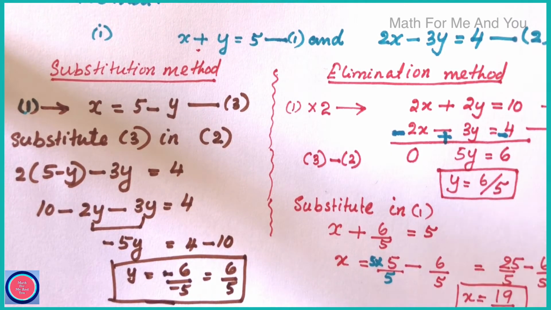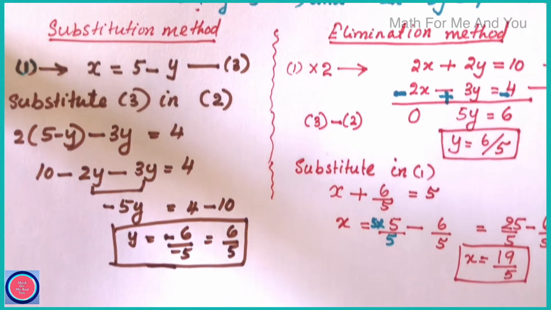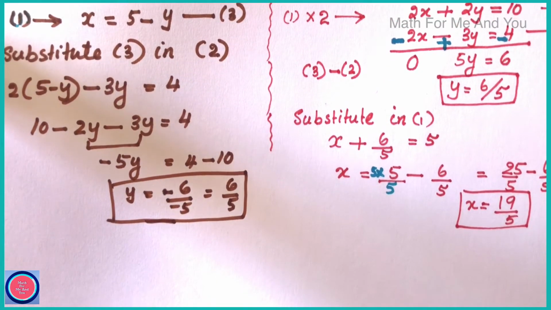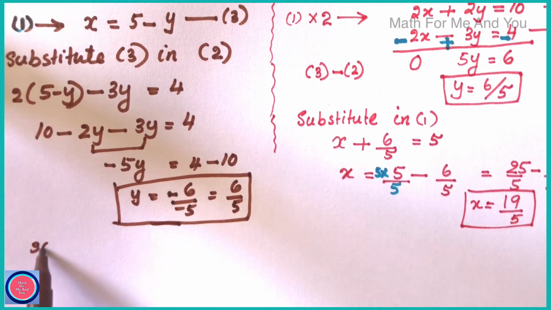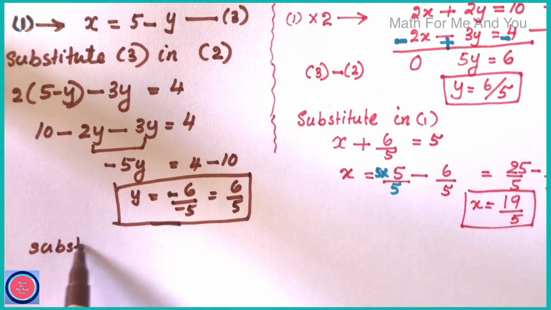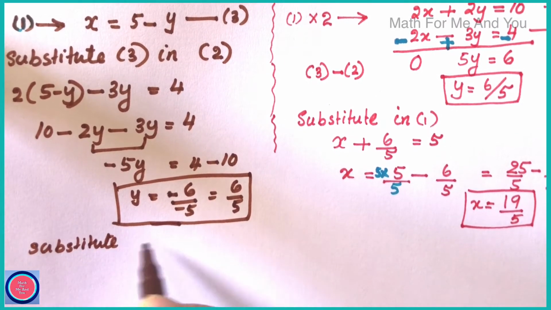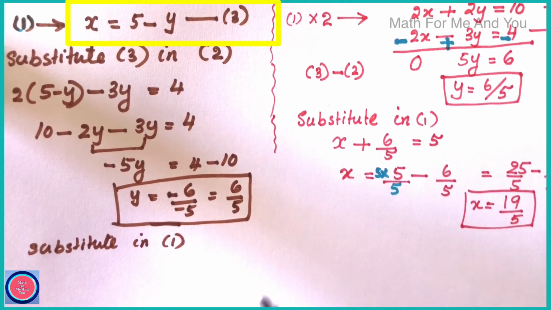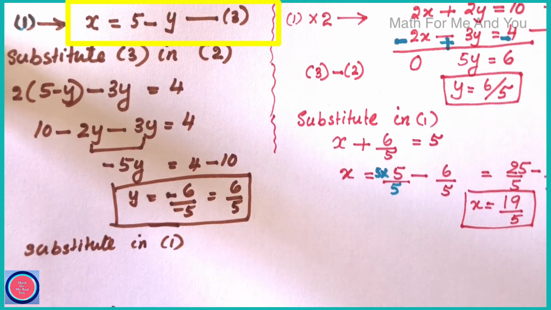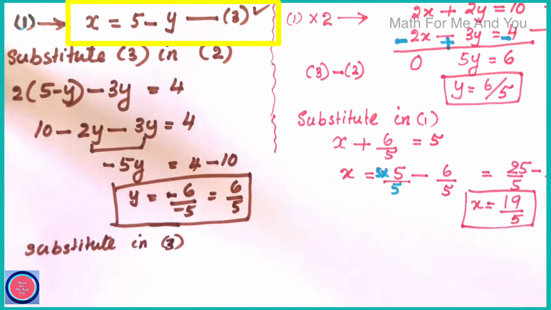Now the other step, how to get the value of x, same like elimination method. Substitute in any of the equations and then find the value of x. You could see in elimination method we have substituted the value of y in equation number 1. You could do that. Otherwise, you can substitute here in equation number 3, because equation number 3 is much easier equation which gives us the value of x quickly. That's why I am using equation number 3.